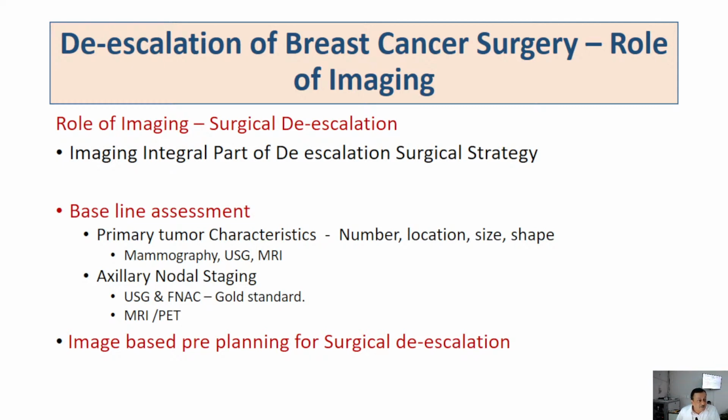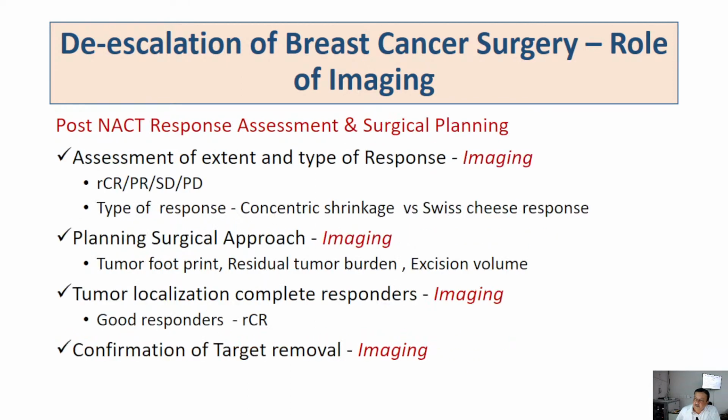What kind of surgery? Apart from the clinical findings, we see the breast size, shape, tumor location, then the imaging. What kind of morphology you are dealing with. Following chemotherapy, imaging plays a role at every stage. Assessment of extent and type of response. What kind of response? There are different types of response. Tumors are different. The shrinkage patterns are different.